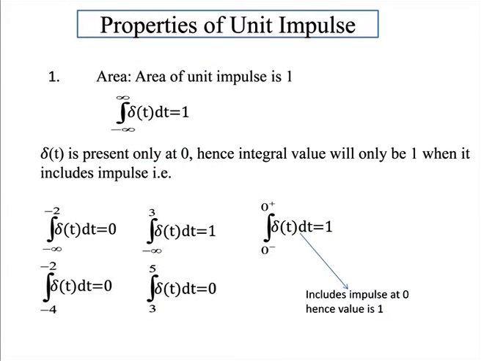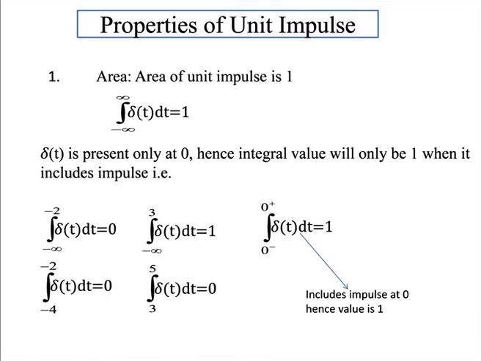In the properties of unit impulse, the area of the unit impulse is 1: the integral from minus infinity to plus infinity of delta t dt is equal to 1, meaning the area under the curve is 1. Any impulse defined at 0 minus and 0 plus means an infinitesimal width and infinite height, but infinite height we cannot see.